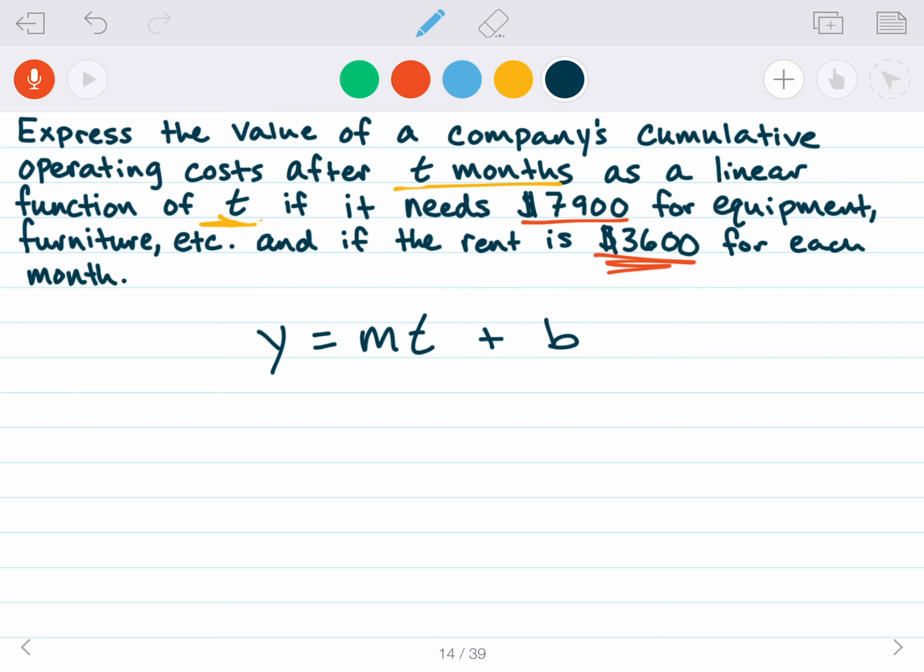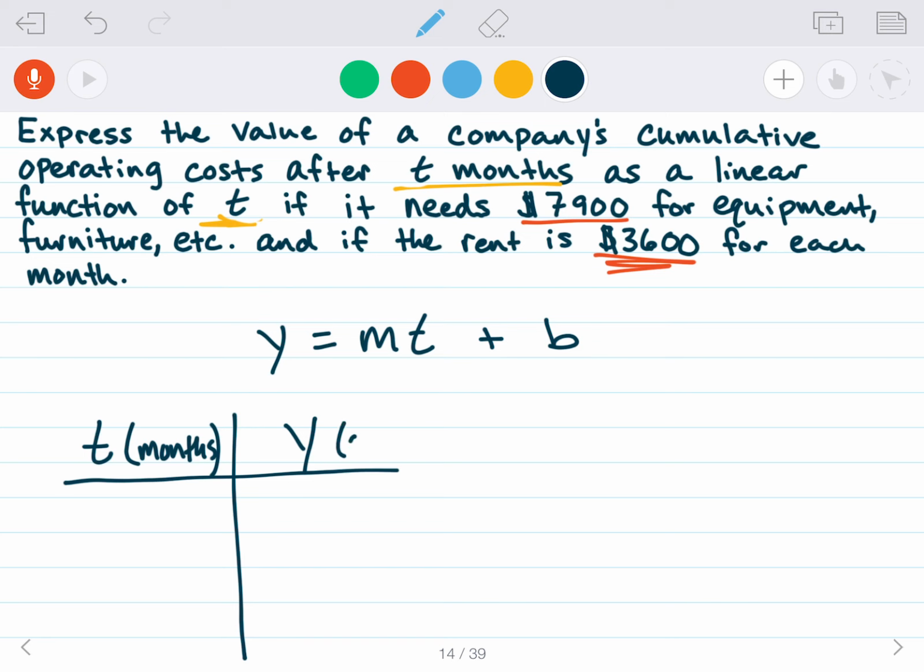And what I can do just to kind of get my feet wet here is make a table for my input and my output. So my input is t and my output is y. And what are the units for each? Well, t we're told is months. And y is just going to be how much we're spending again. So this is going to be the cost in dollars. Okay? So you always want to see what's happening at month 0.